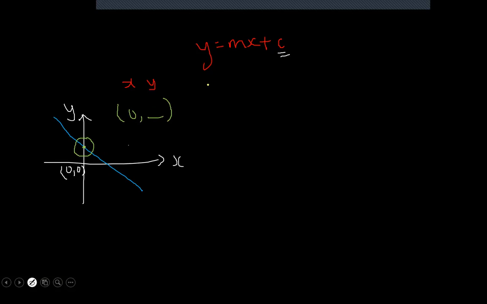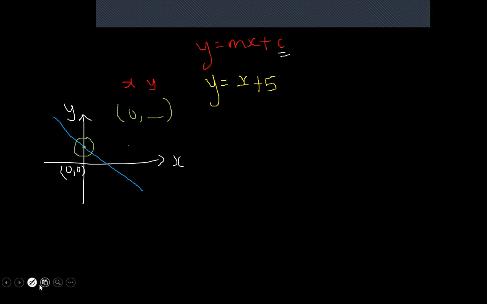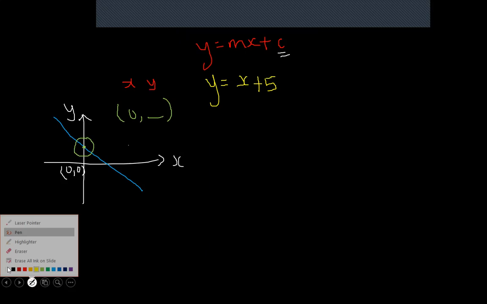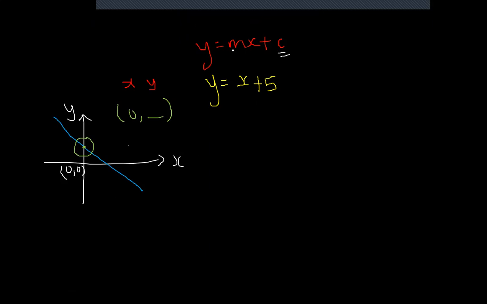On this question, it was y equals x plus 5. So that means my gradient, which is m, the coefficient of x, in this case is 1. So m is 1 and c is 5. That means the coordinate of the y-intercept is 0, comma, whatever the y value is. So it's 0, 5.